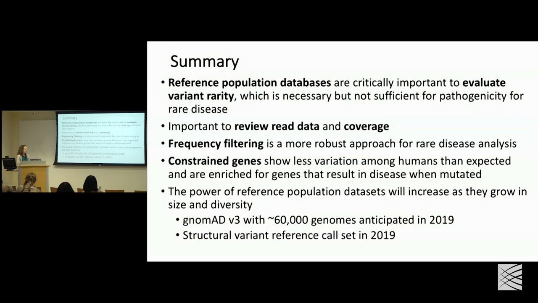So I hope I've convinced you today that reference population databases are very powerful. It's really important to review the read data and coverage. Frequency filtering is a really great approach to a more robust filtering approach. I briefly talked about constraint, and I'm sorry that I didn't have time to go through that in more detail. And then I just wanted to mention that we are excited and we expect in this year that we're going to have a larger whole genome version of gnomAD v3 coming out. And also there's a structural variant reference call set that's in progress, and we hope to have that on the browser coming in this year too. So more exciting things to come.